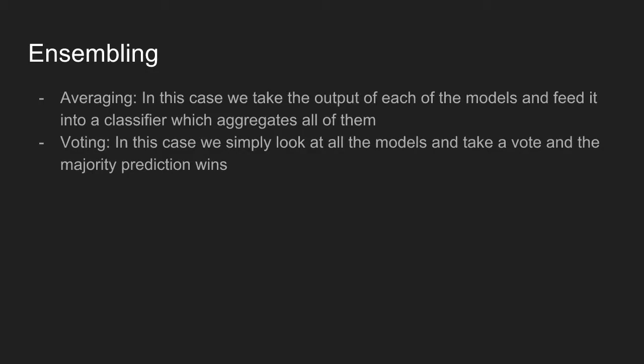And for ensembling, there are two different kinds of techniques that we can use, averaging and voting. So in averaging, we can take all of the models and feed them into a classifier, which will aggregate them in some way. It could do a weighted average based on which one it thinks is more reliable, or just a straight up normal average. And then we have voting. We simply look at all the models and take a vote, and whichever is the majority prediction wins. Does anyone have any questions about this?